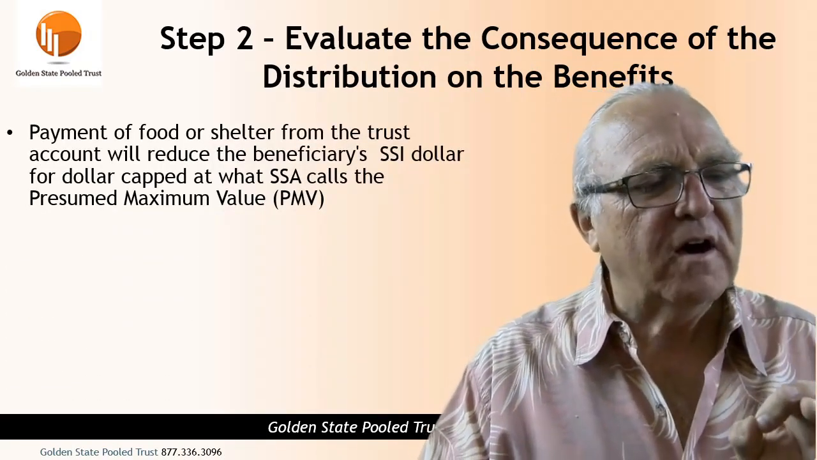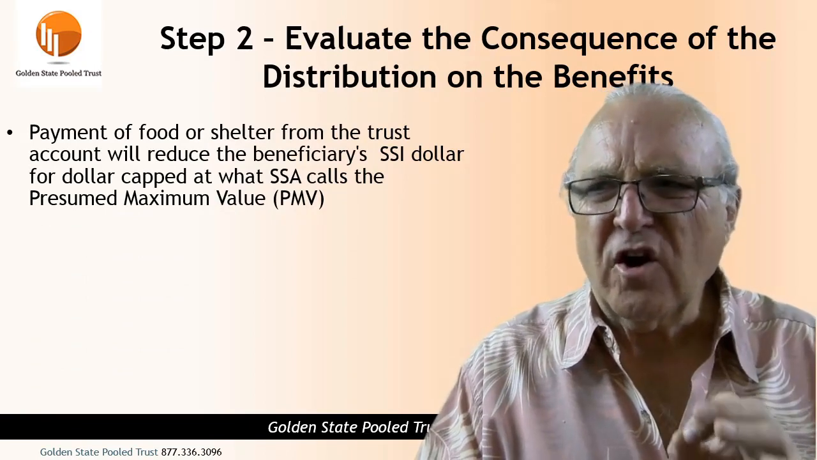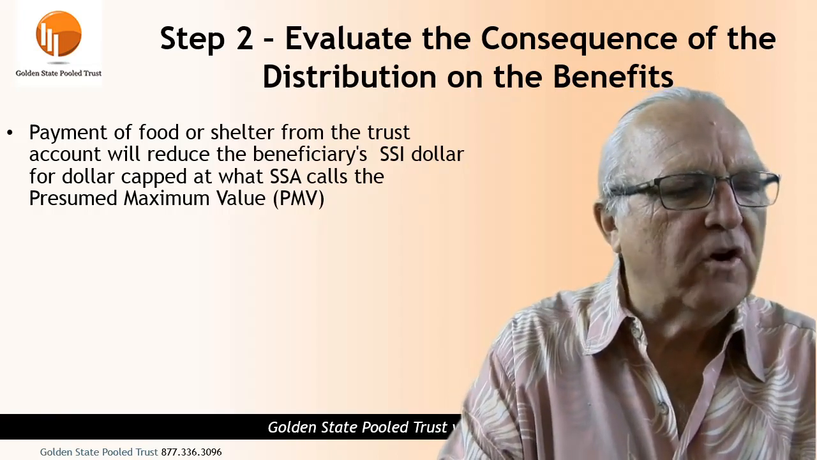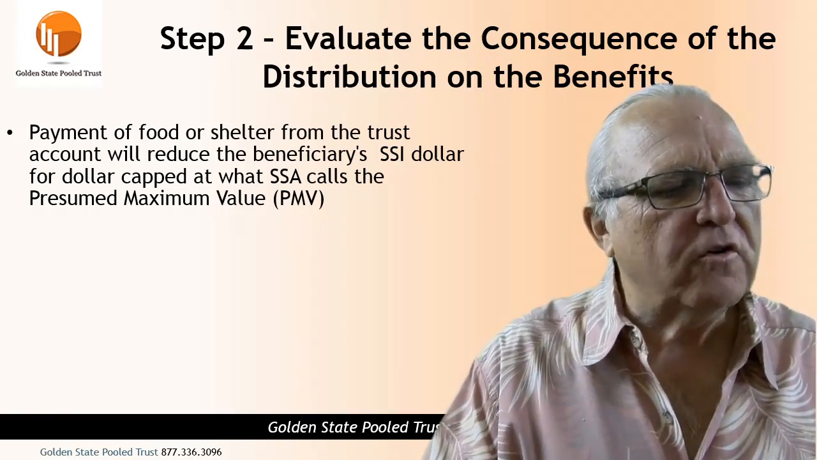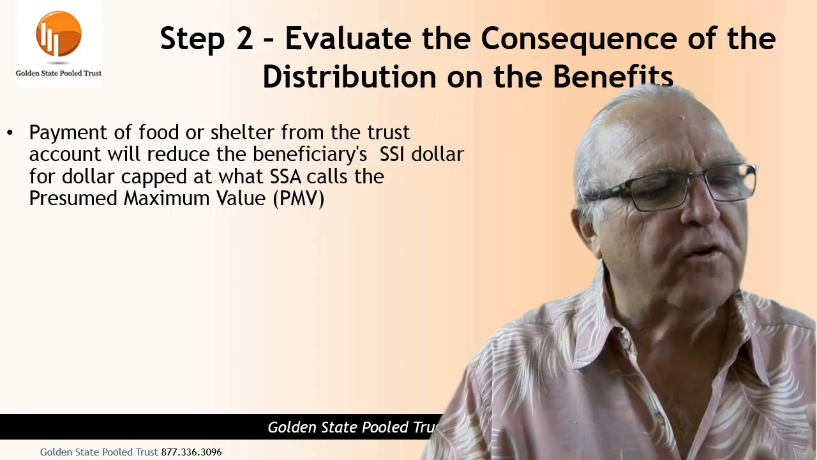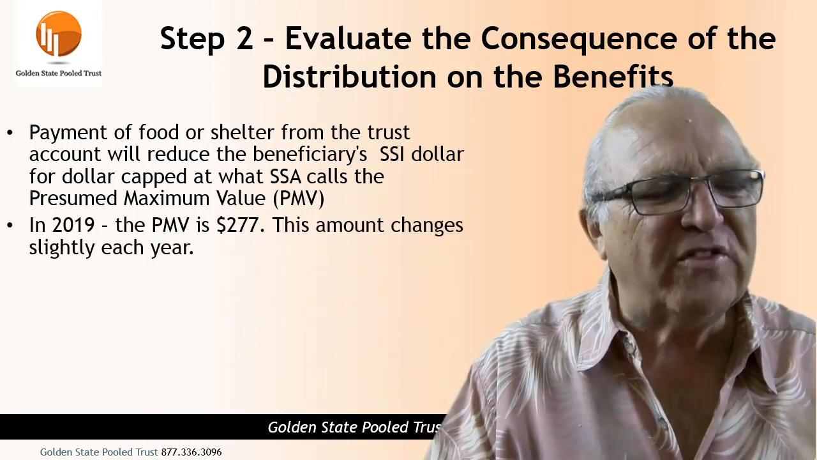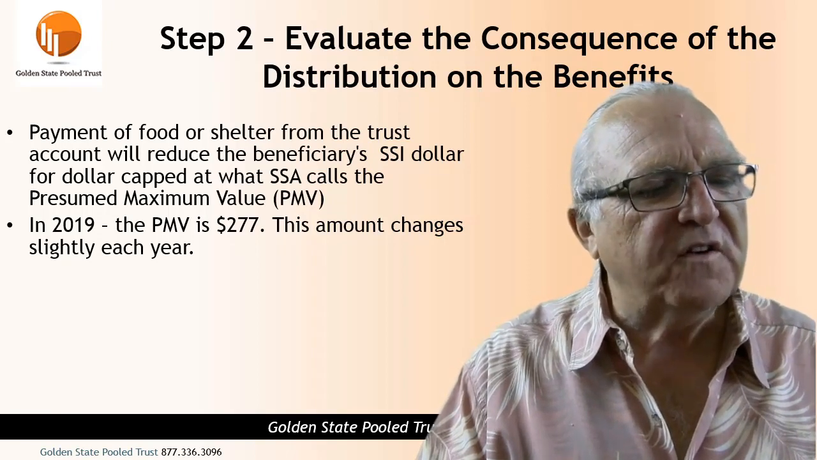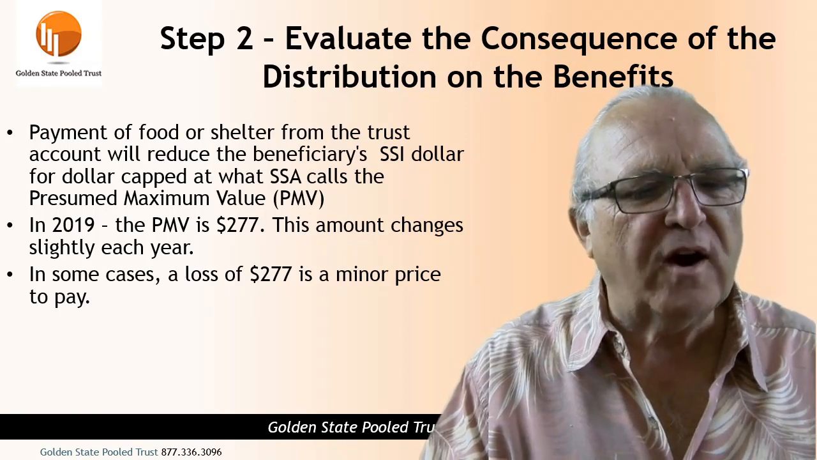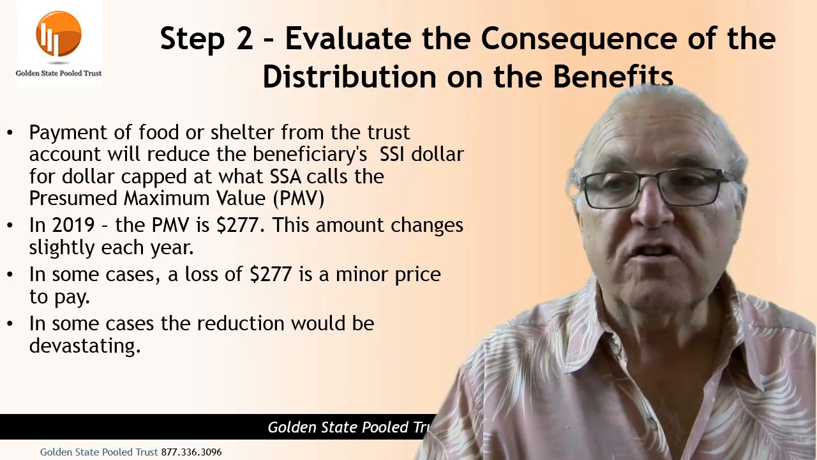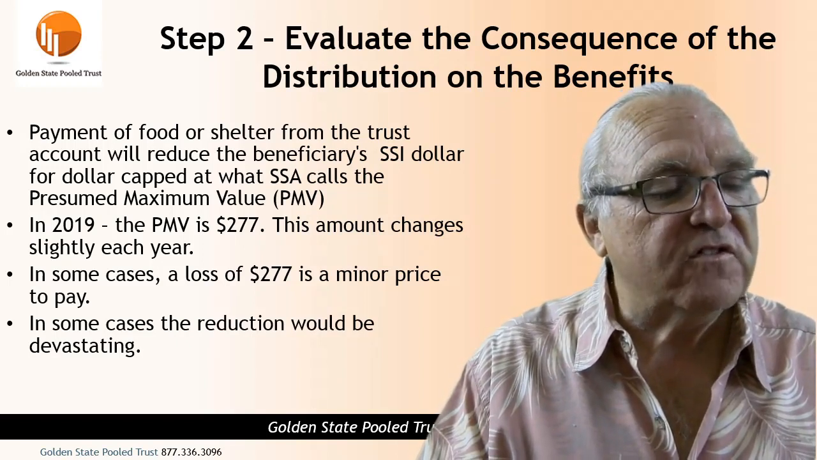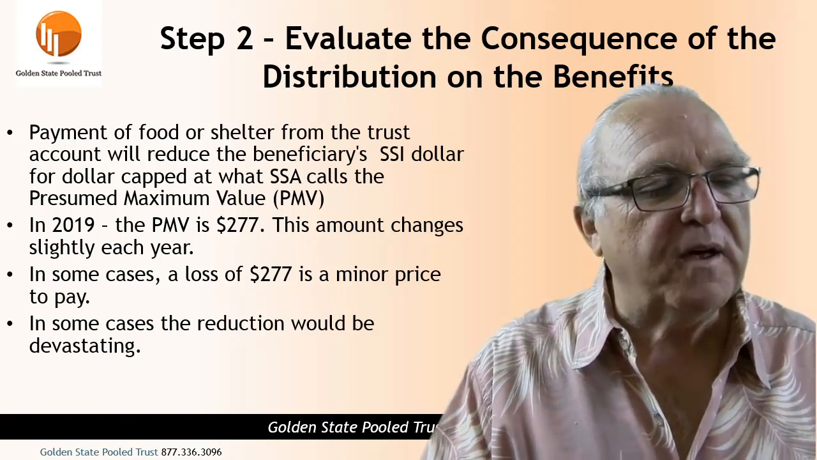So the next step here, after we evaluate what they're on and the consequences of a reduction in benefits, is to evaluate the consequences here. Payment in food or shelter from a trust account will reduce the SSI beneficiary's benefits dollar for dollar, capped at the presumed maximum value. As we went through, currently this year it's $277. Now, in some cases, the loss of the $277 is a minor price to pay. In some cases, this reduction could be very consequential, bordering on devastating. So we have to evaluate it depending on the situation.